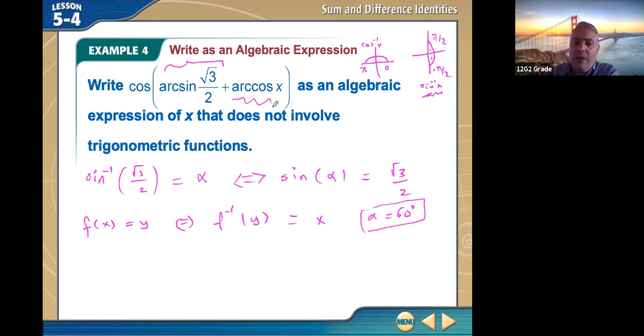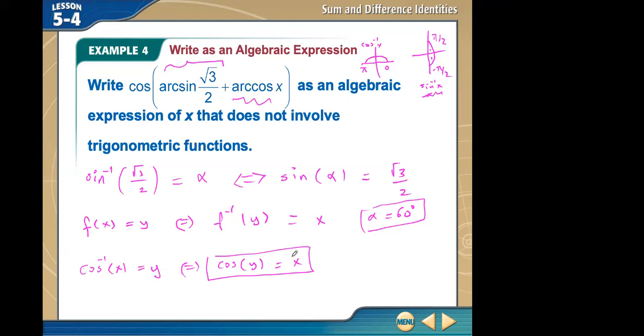Now, arc cosine of x. What can I say? Arc cosine of x is one angle, let's say y or alpha, no problem, if and only if cosine of y is equal to x. Till here, do you have any question? No. Yeah, good. Let me clean all now.